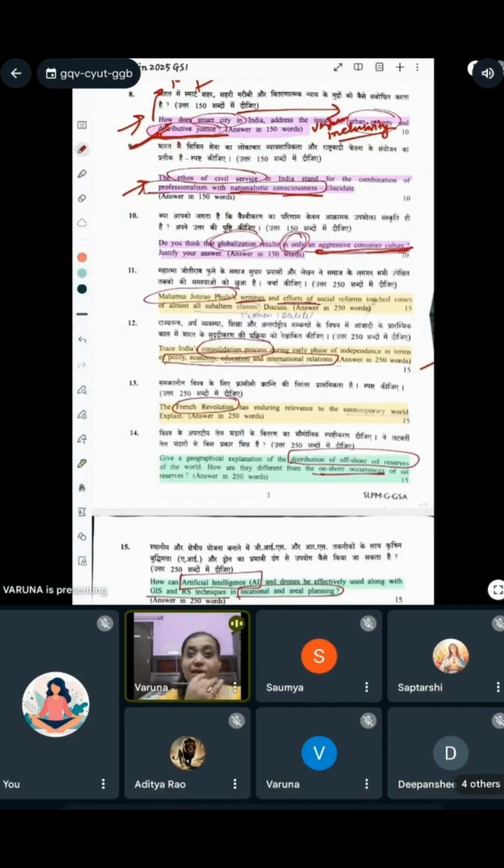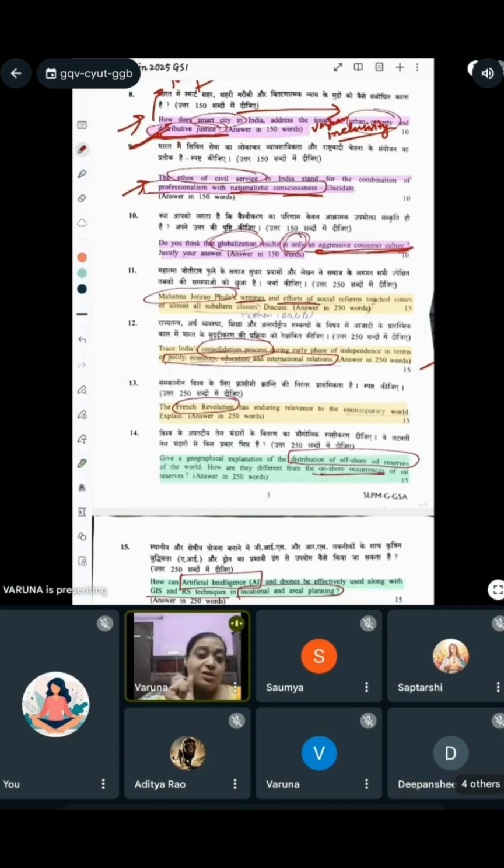Then we have to think from the perspective of history and society and, let's say, human geography, right? So if we have to deal with this particular question here, then what can we think of?